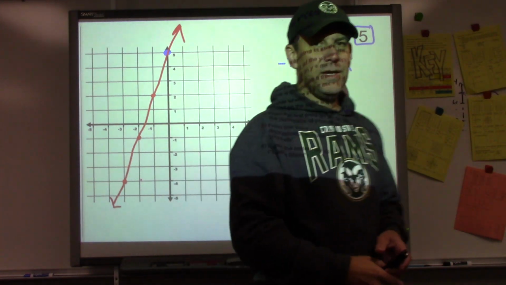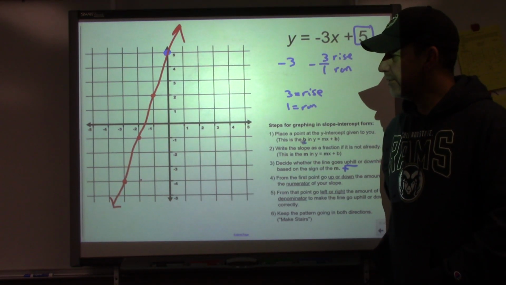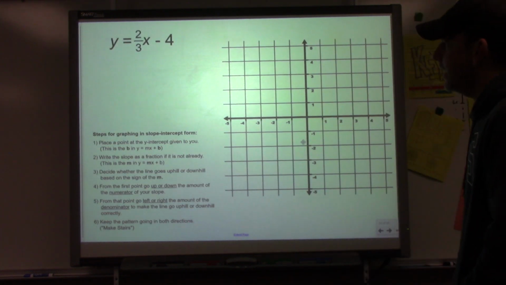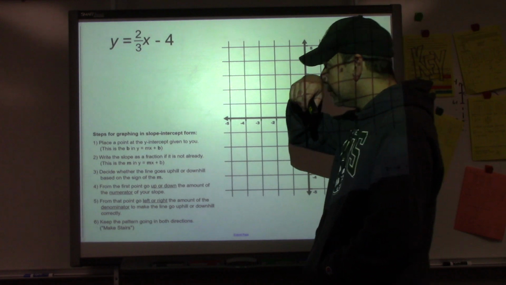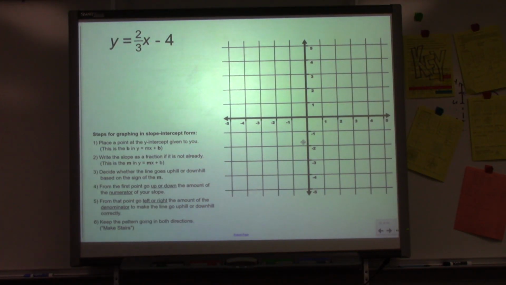Okay? It's a thinking process, very, very doable. Try to make your lines straighter than that thing that I just made. All right, next one. Here we have y equals negative 2/3 x plus 4. So again, follow the process.